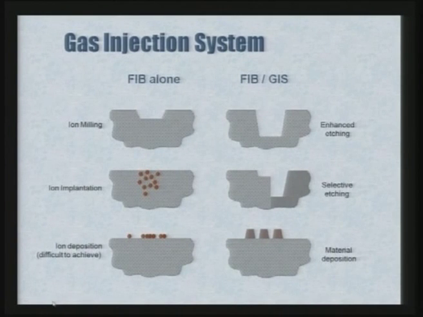You can see over here that with FIB alone, ion milling, you can get this kind of surface. FIB with the gases, you can get enhanced etching like this, ion implantation may take place like this, selective etching can be done like this, and ion deposition.